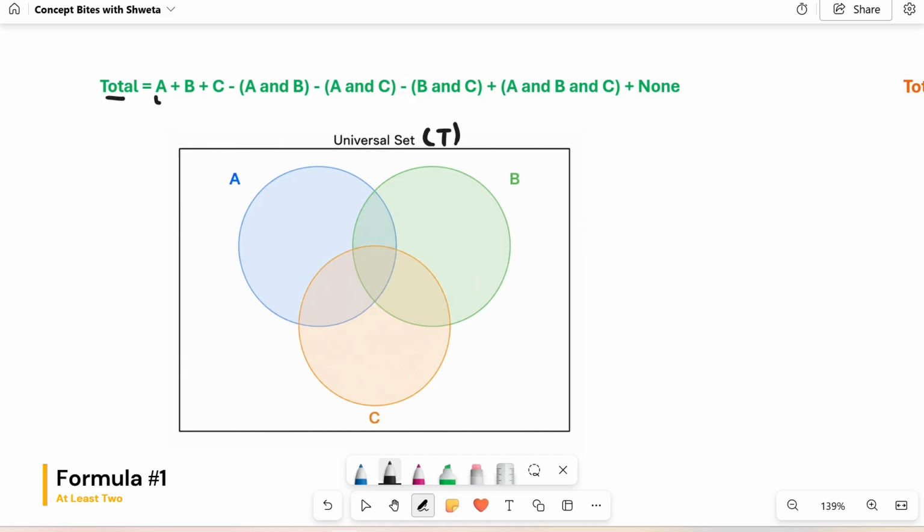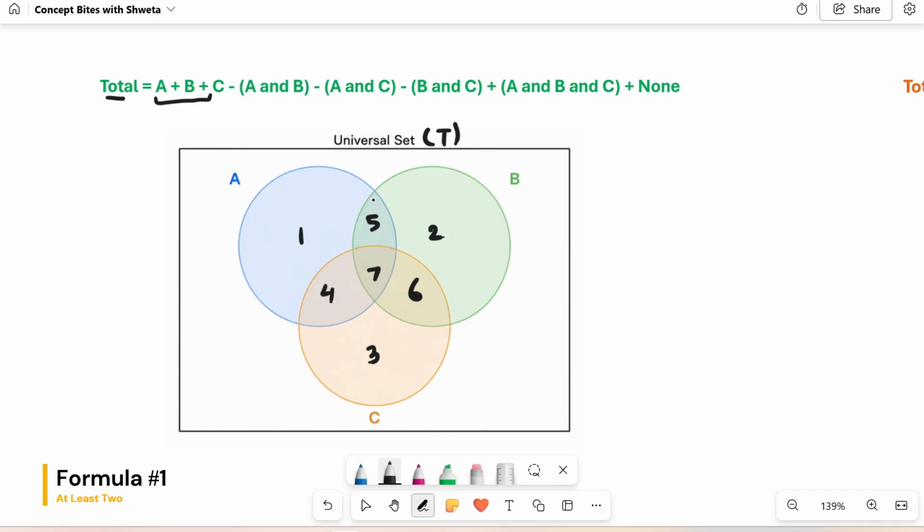Now see, the first part of the formula is A plus B plus C. So when you add A, B, C, it's not saying only A, only B, only C. So it is not talking about just 1, 2, 3. Actually, you end up adding everything. When you add A, you're adding 1, 4, 5, 7. When you add B, you're taking 2, 5, 6, 7. And with C, you're taking 3, 4, 6, 7. A lot of the stuff here is being double counted.